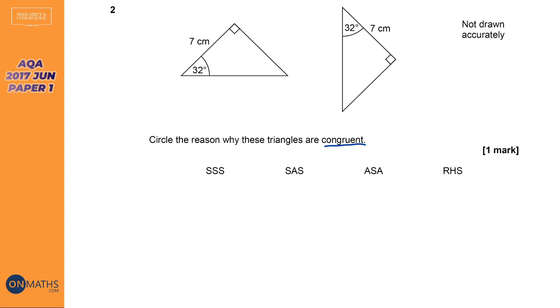So it's given us four options. The first one is all the sides are the same. Okay, so it means that we've got all three sides on each of these. Well, we don't have all three sides on each of these, we only have one side, so no, not that one.